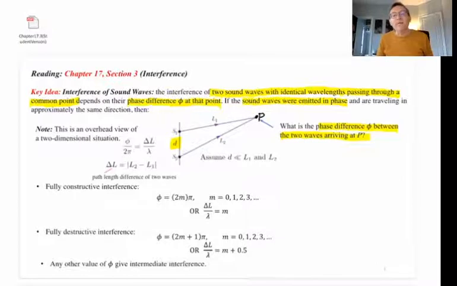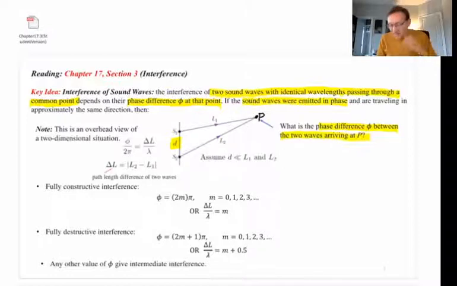The two sound waves arriving at point P. What's the phase difference between them? Are they lined up crest to crest, or are they shifted relative to each other? And why would there be a phase difference at all between the two sound waves at point P, given that they leave the sources in phase? If they leave the sources S1 and S2 in phase, wouldn't they be in phase at point P? And the answer is not necessarily.